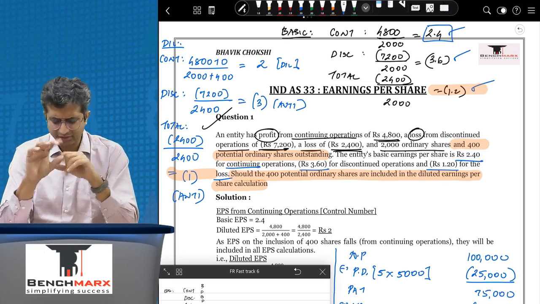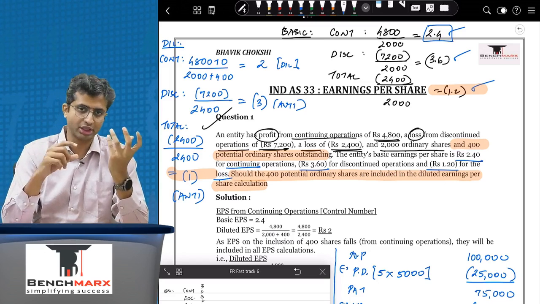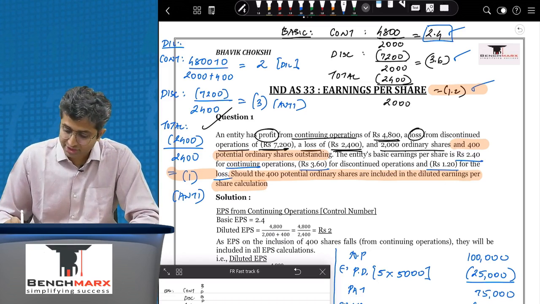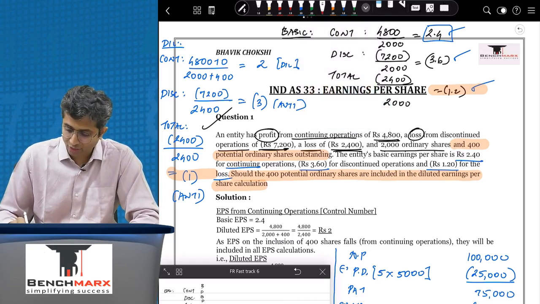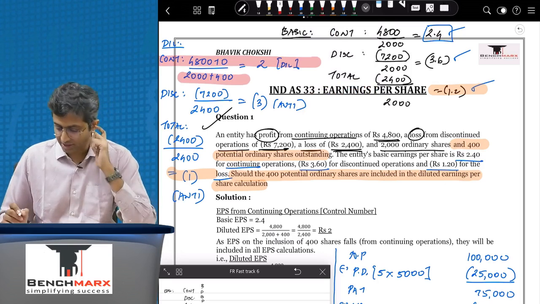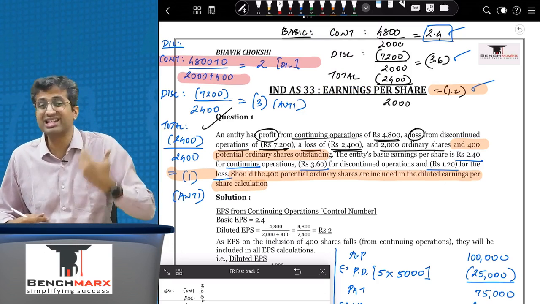Well, almost everyone is clear that discontinued is not as important. It's either the total or the continuing. As per Ind AS, it is continuing operations. It treats this number over here as what you call a control number. It says that for an investor, the most important number is how much has been earned from the continuing operations, because that is going to continue.